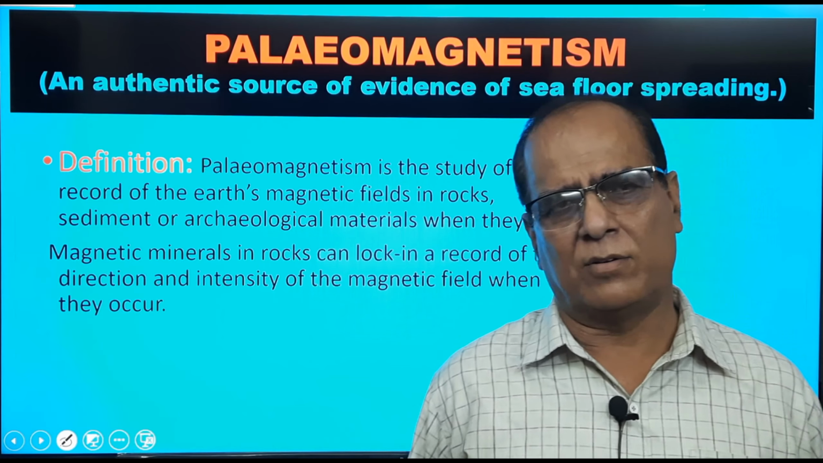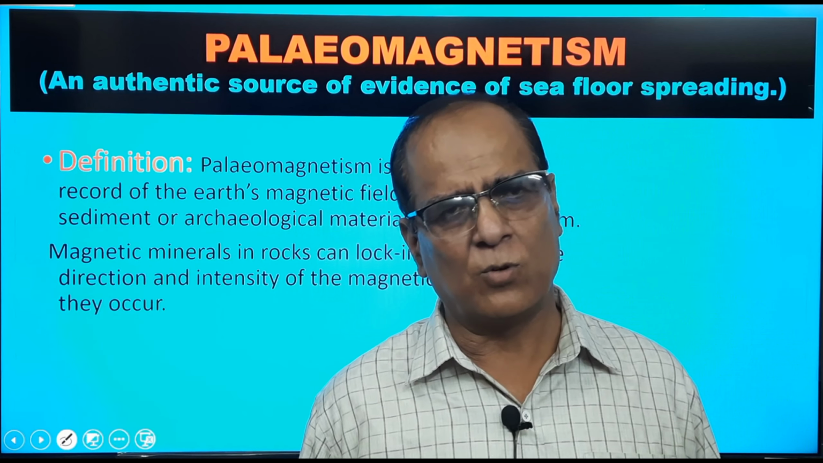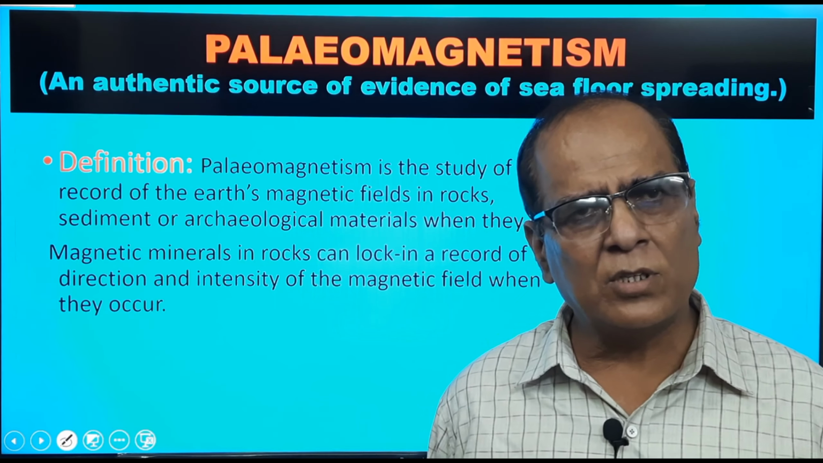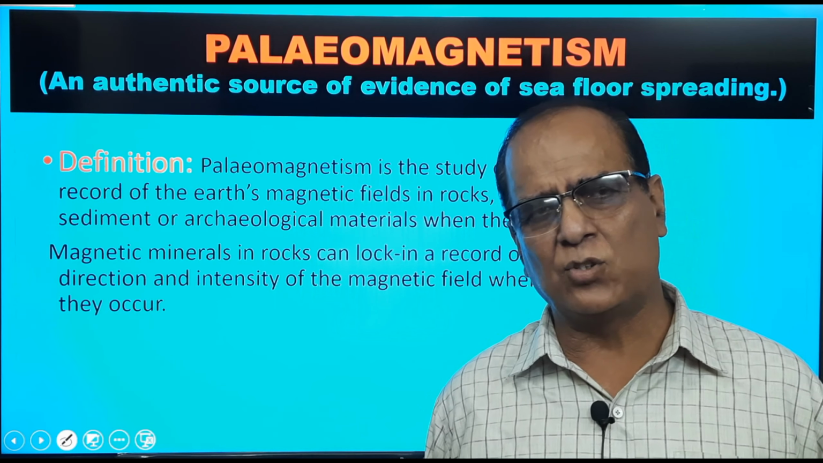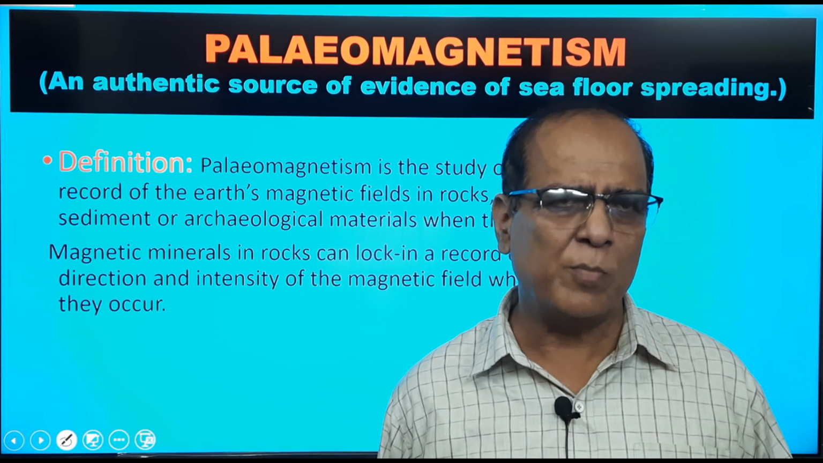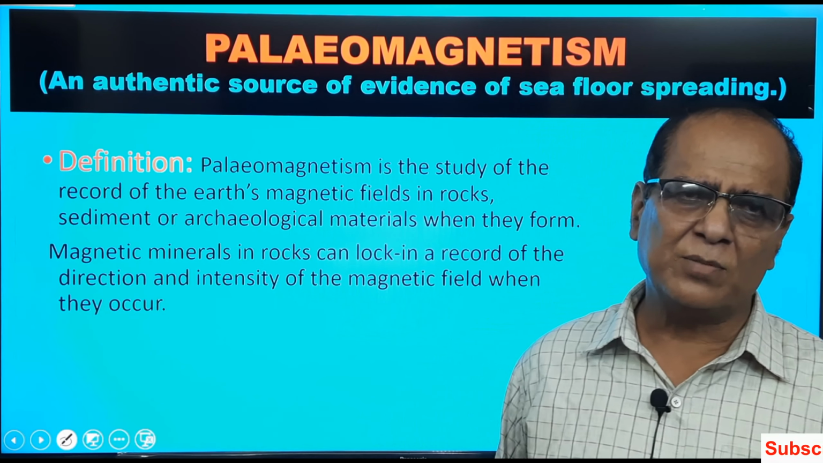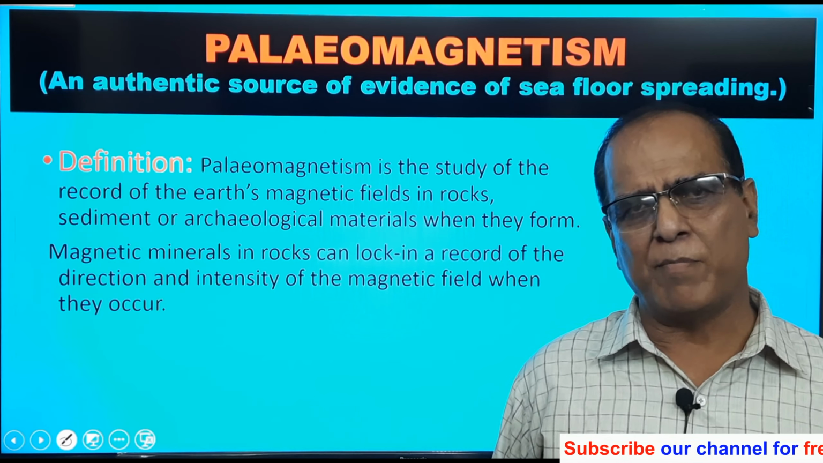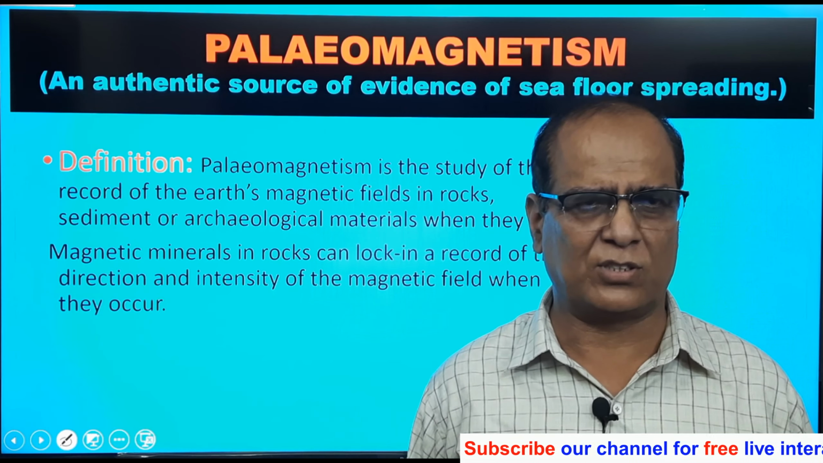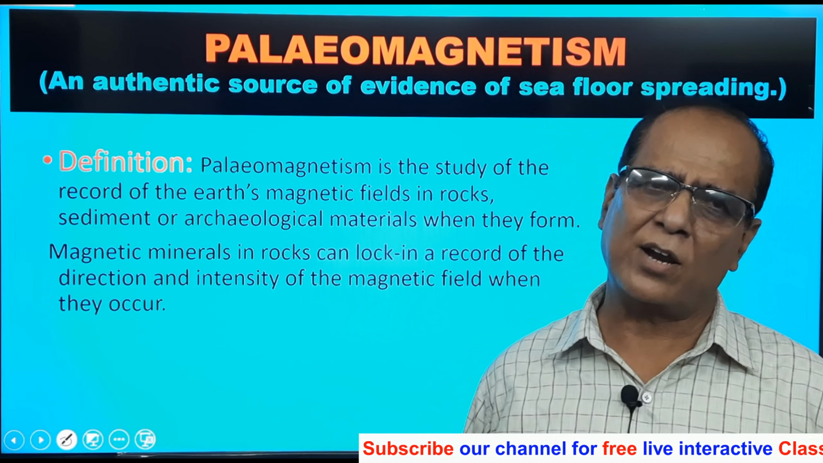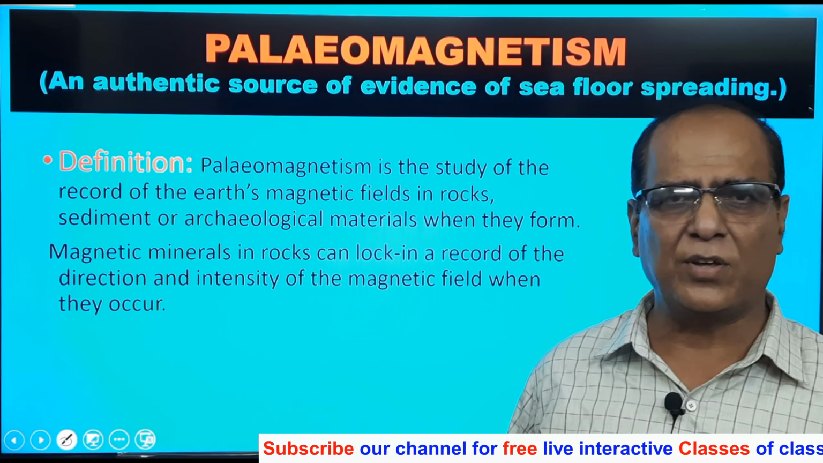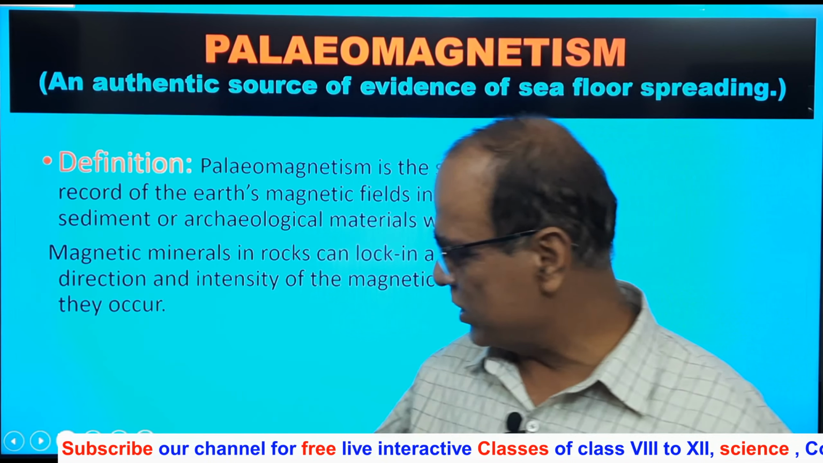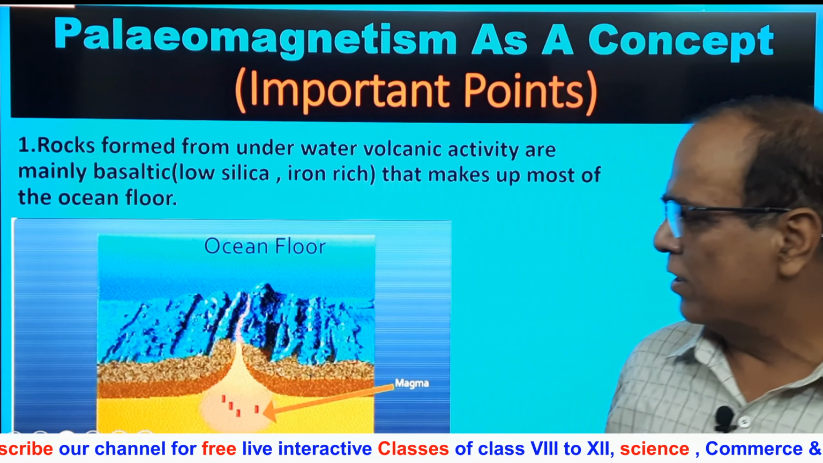Distribution of oceans and continents. There, associated with the seafloor spreading, there is one more topic, that is paleomagnetism. Paleomagnetism is the study of the record of the Earth's magnetic fields in rocks, sediments or archaeological materials when they form. And where are they formed? So those things we'll just see here.